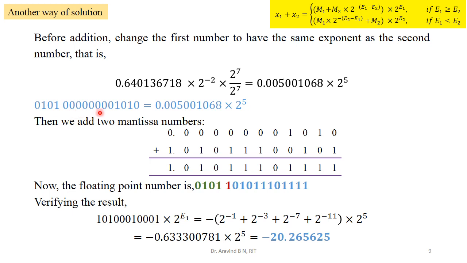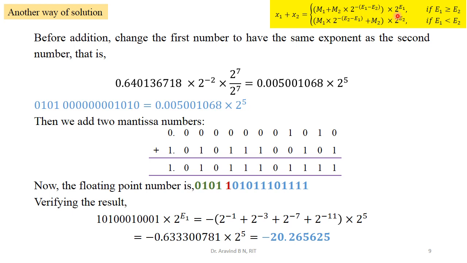Right? So now take the mantissa of the first number and the second number, and add those two values. That's the procedure we are following: m1 plus m2 into 2 to the power of minus e1 minus e2. If we perform 2 to the power of minus e1 minus e2, e1 is 5 and e2 is also 5, so this becomes 2 to the power of 0. That is not going to make any changes to m2. Therefore we are left with m1 plus m2 as the first part of the solution.